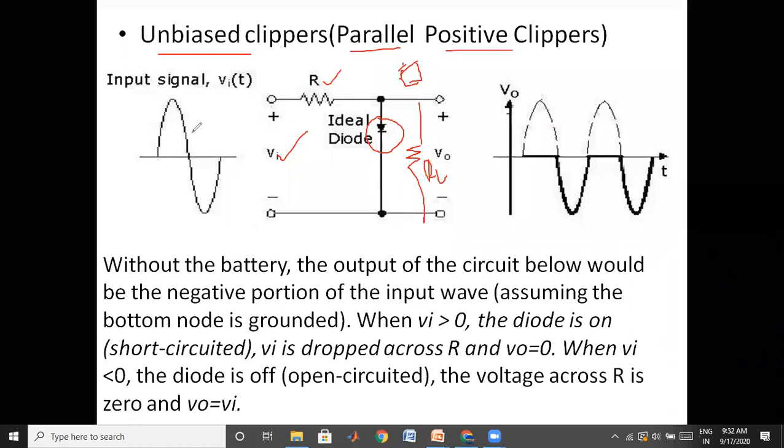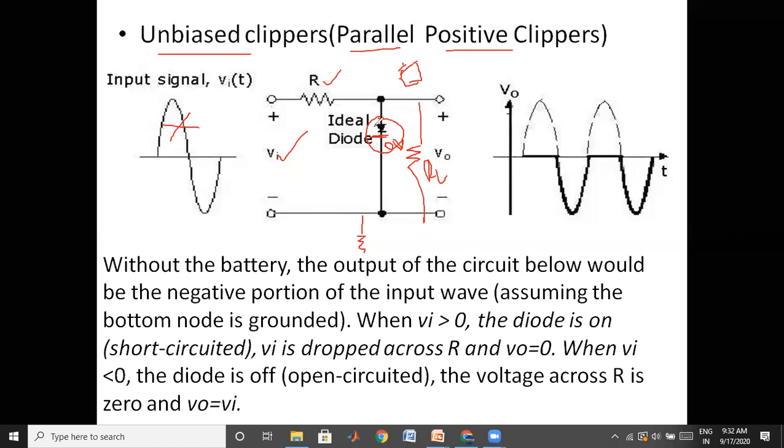Since it is a positive clipper, we have to cut down the positive waveform in the input cycle, so the output should not contain any positive cycle. Here also, in the same fashion, this is grounded. Therefore, the cathode of your diode is connected to 0 volts. When the anode is at a potential greater than 0, the diode will be on.